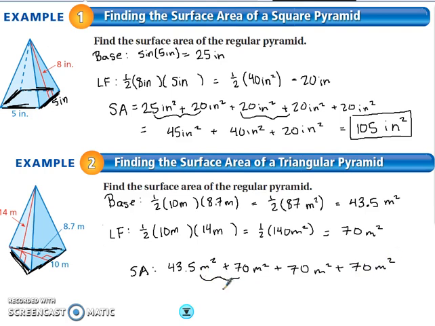Adding all these together, I have 113.5 square meters plus 140 square meters. When I add these two together, I find that my total surface area is 153.5 square meters.